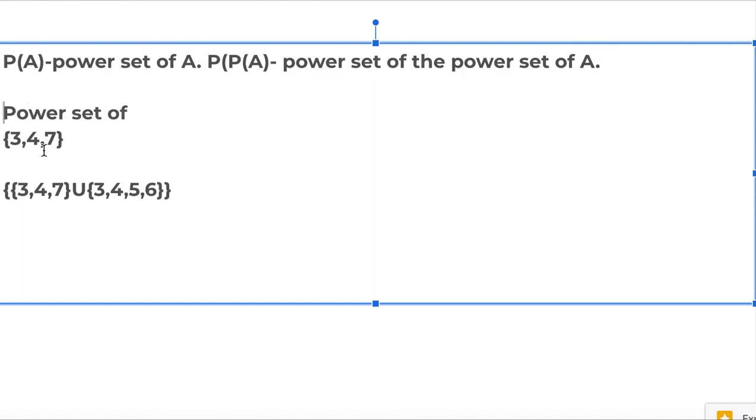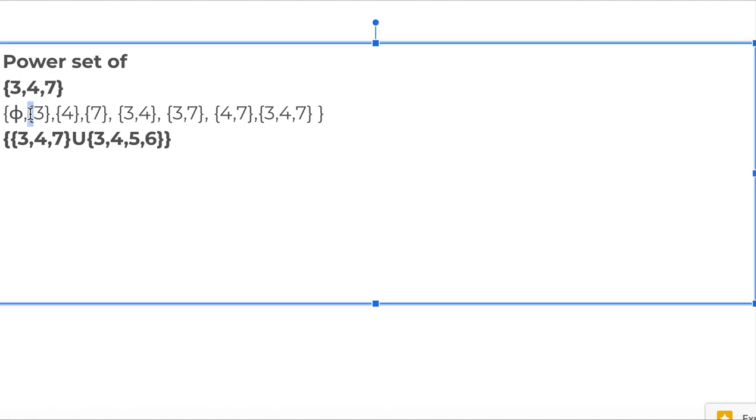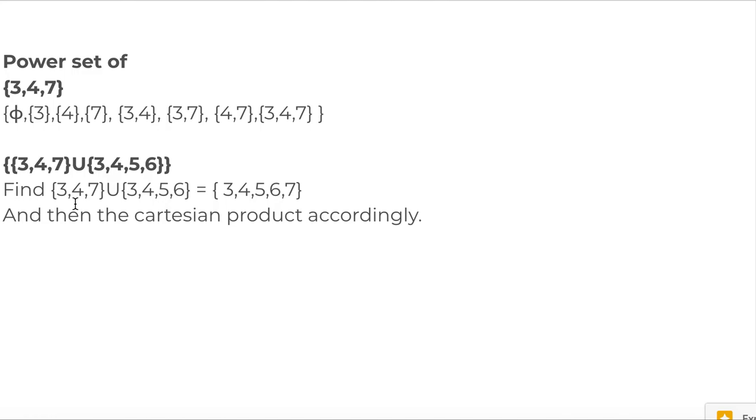All right, the power set of {3, 4, 7}. So that's going to be none of them, one of each, two of each, and then all three of them, right? As we discussed for how to find the power sets. Make sure you keep the braces in there. And similarly for {3, 4, 7} union {3, 4, 5, 6}. Let's first find the union of {3, 4, 7} and {3, 4, 5, 6}. That's {3, 4, 5, 6, 7}. And then the power set accordingly, that is none of them, one of each, two of them, three of them, and four of them, and then finally five of them, right?